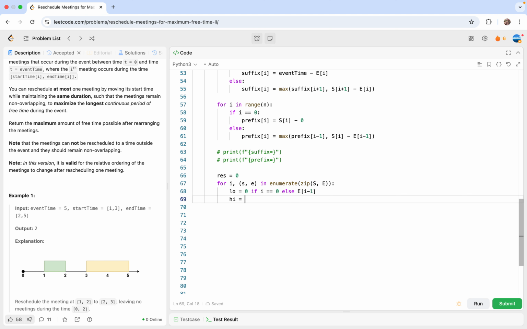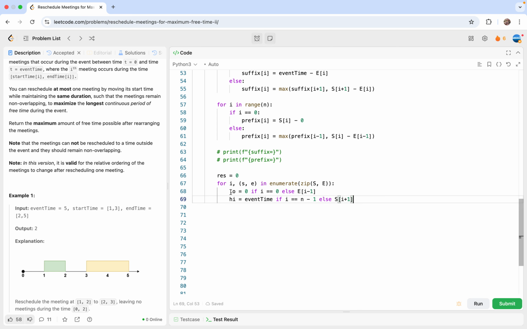And high will be event time if i equals n minus 1. Otherwise, it will be the next start time, S i plus 1, right? And after this if, writing i plus 1 is legitimate. So here, after this i equals 0, this if, writing i minus 1 is valid or legitimate.